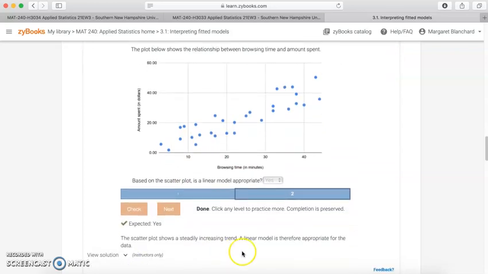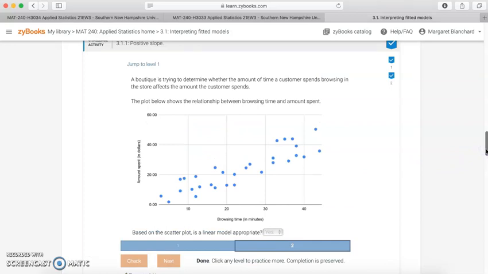Let's check expected. All right, if you guys have any questions about how to do that problem or anything else, let me know.